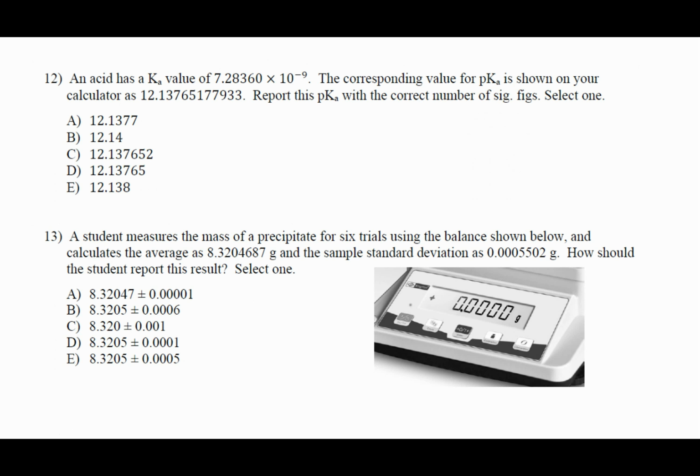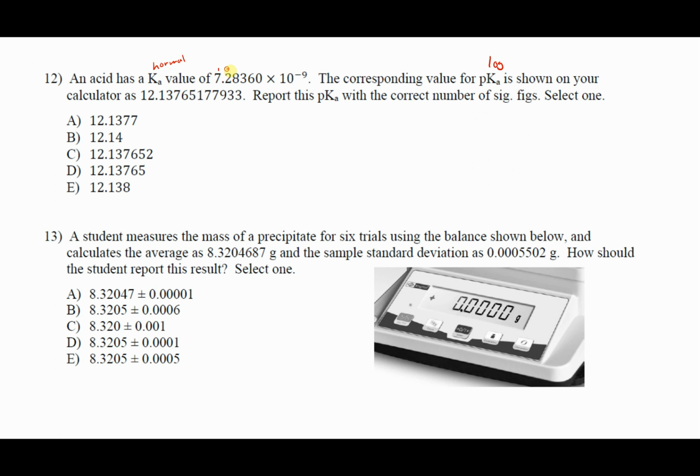An acid has a Ka value of 7.28 times 10 to the minus 9. The corresponding value for pKa shown on your calculator is this. So remember, this is a logarithm and this is normal. Report the pKa with the correct number of sig figs.